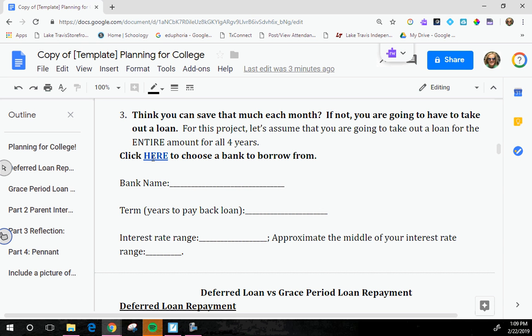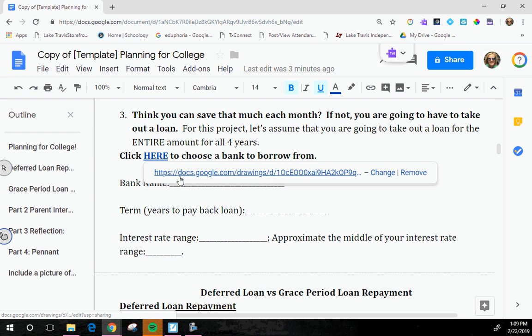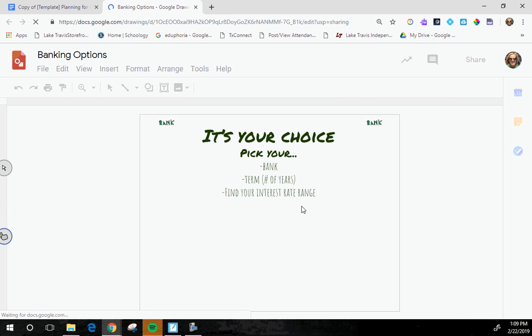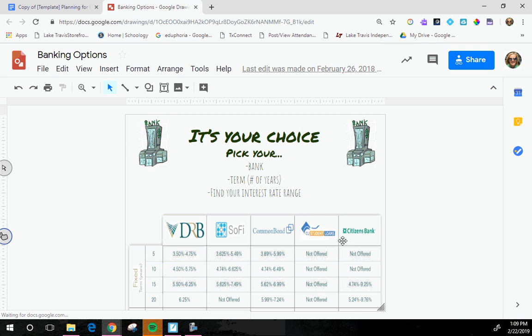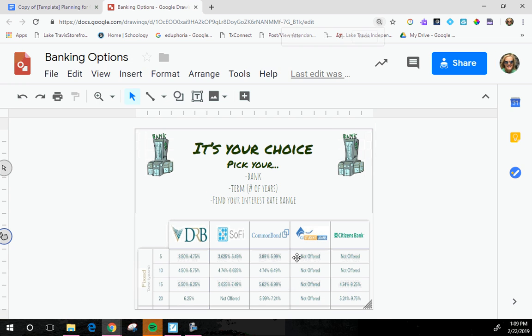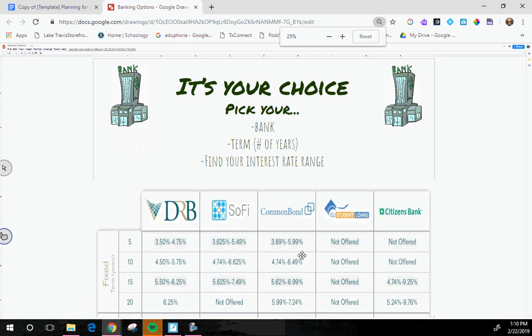You're going to be able to come click here to choose a bank to borrow from. And you're going to get a list of banks right here and interest rates. So these are the lists of the banks right here. These are the interest rates they have, and you can see these are the lengths of the loans. So you can see this is an interest rate of somewhere between 3.5 and 4.75%. Which one do I use?